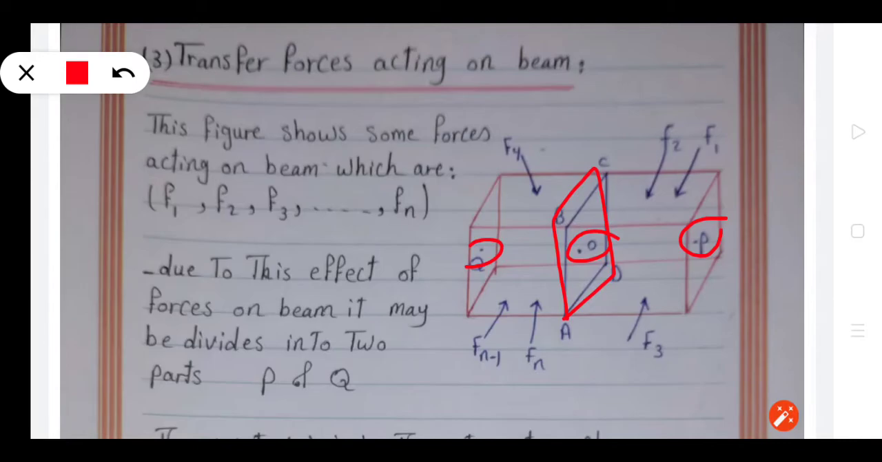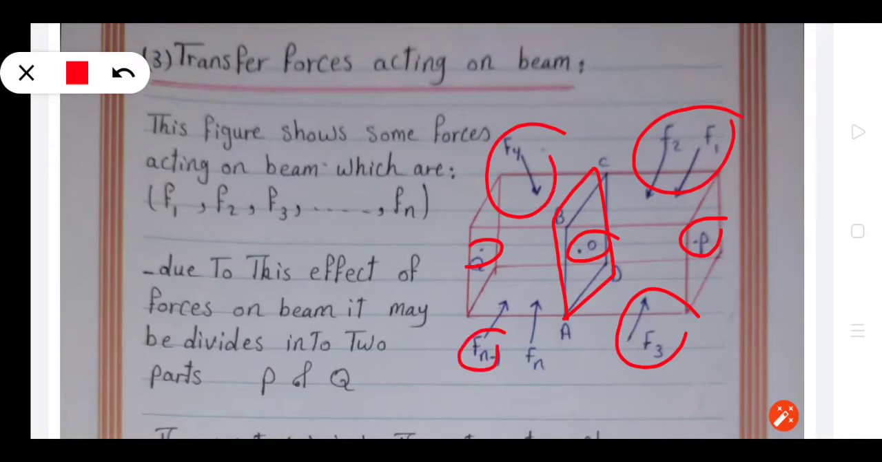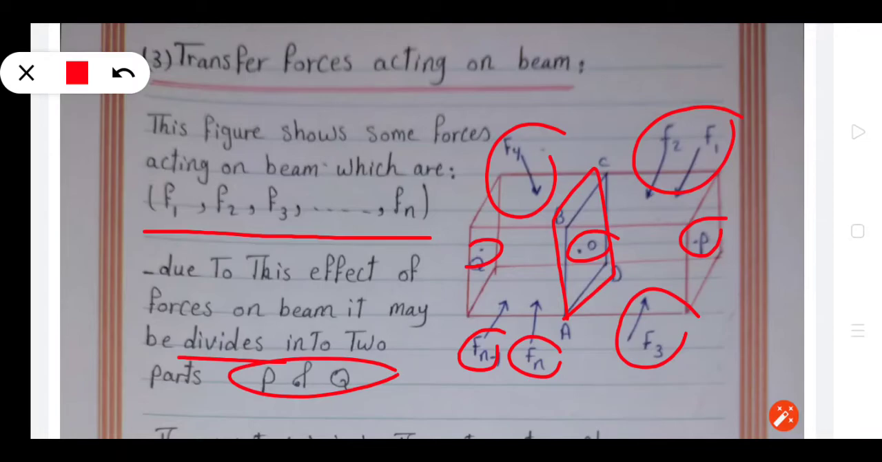The first part is affected by F1, F2 and F3, and the second part Q is affected by F4, Fn-1 and Fn. So we note that the beam is affected by forces F1, F2, F3 to Fn. And due to the effect of these forces, the beam may divide into two parts, B and Q.